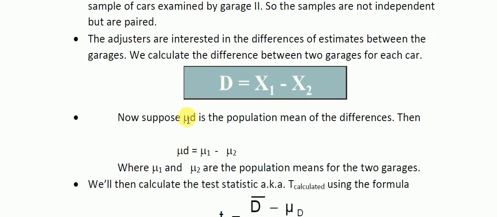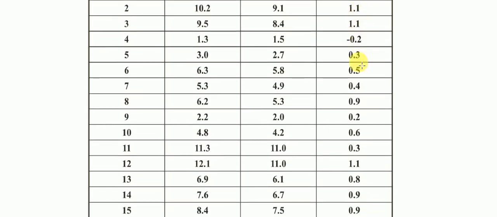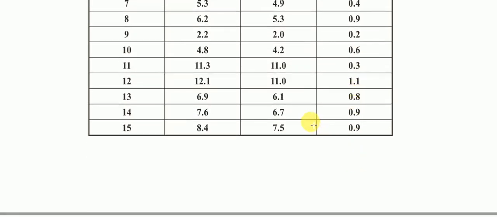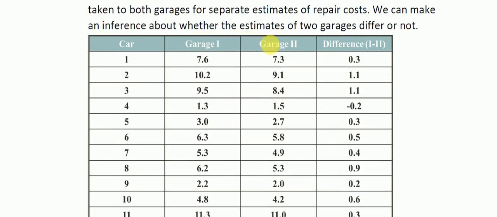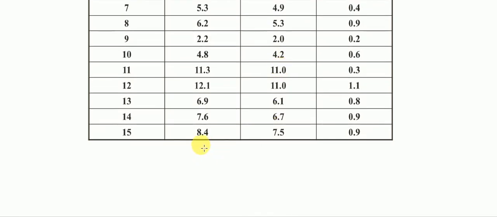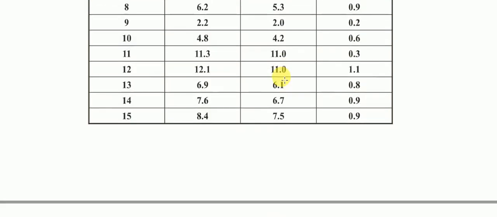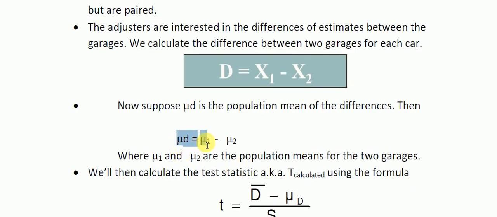Now suppose mu d is the population mean of the difference, then mu d is equal to mu1 minus mu2. So if we calculate the mean of all these values, then the answer will be related to both of these values in a way that if we calculate the mean for garage 1 and then we calculate the mean for garage 2 and we subtract the mean for garage 2 from garage 1, we'll get the same answer because these values are actually representing the difference of these two garages, so their mean will also be representing the difference of these two garages. So this is what this formula is saying over here.